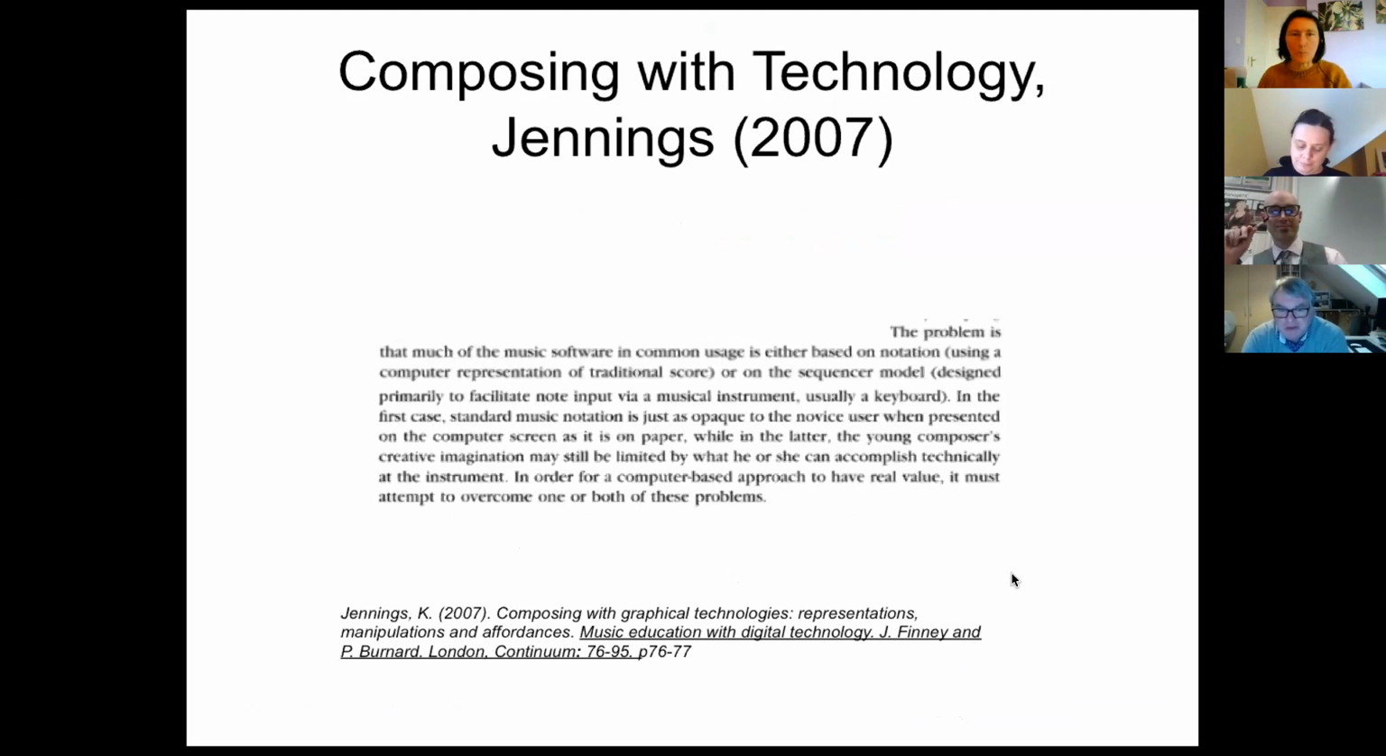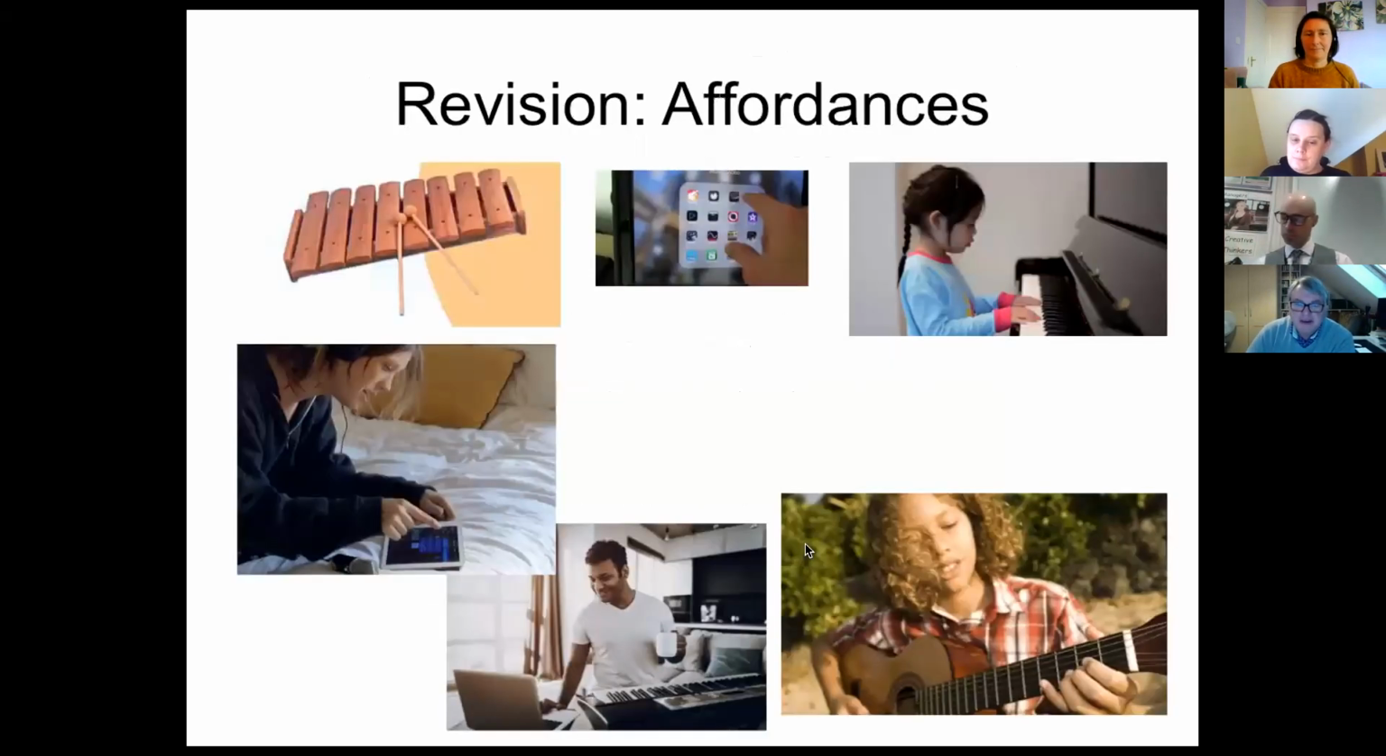The problem is that much of the music software in common usage is either based on notation, using a computer representation of traditional score, or on the sequencer model, designed primarily to facilitate note input via a musical instrument, usually a keyboard. In the first case, standard music notation, "mutation" I called it then, that's an interesting variant, is just as opaque to the novice user when presented on the computer screen as it is on the paper, while in the latter, the young composer's creative imagination may still be limited by what she can achieve technically at the instrument. And there's some useful things to reflect on about what's different since 2007.